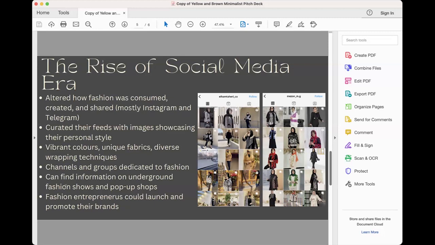The social media era also saw the rise of young designers and fashion entrepreneurs who use these platforms to launch and promote their brands. These individuals often started with small home-based operations, selling their creations directly to consumers through Instagram or Telegram. They offered custom-designed clothing that blended traditional Iranian fashion with modern styles, challenging the standard definition of modest fashion in Iran. This approach not only provided a platform for showing their work, but it also enabled them to build a direct relationship with their audience.